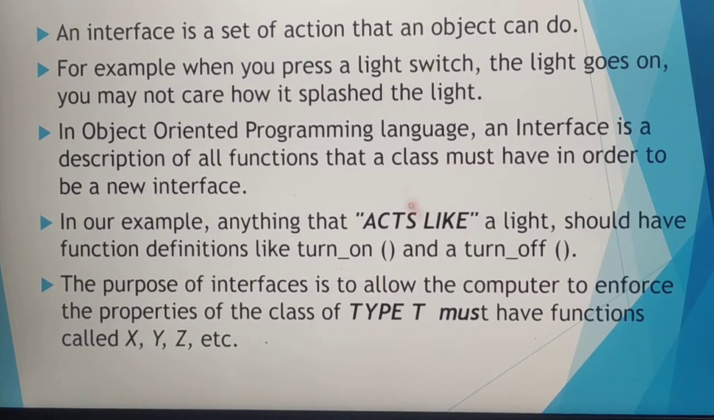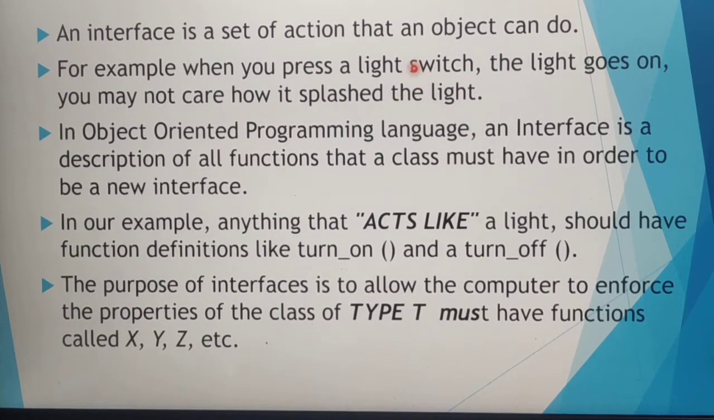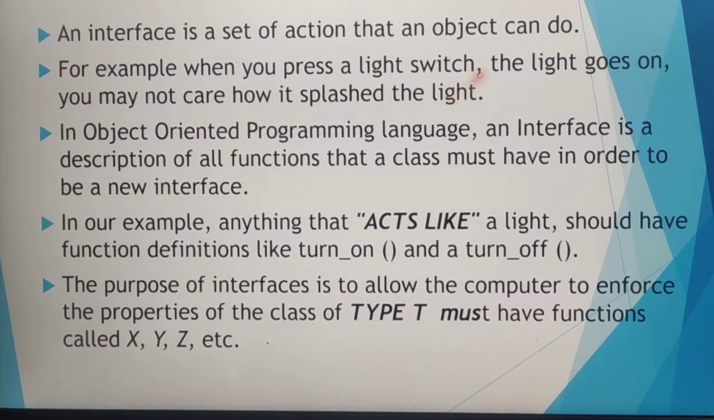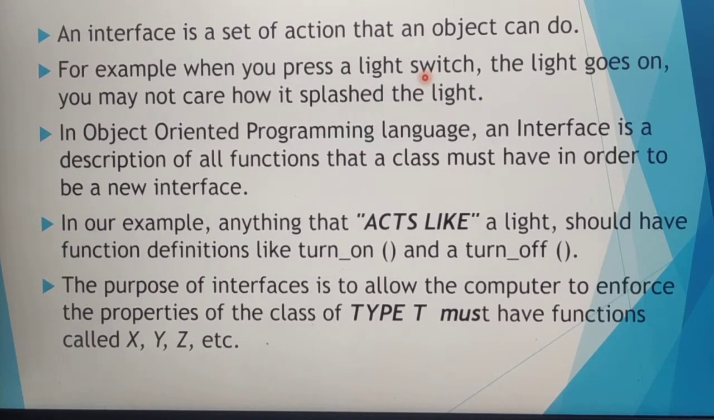Given a simple example, if we want light, simply we have to switch on the light. Here we can use the switch as an interface. So when you switch on the light, we get light. When you press a light switch, the light goes on. You may not care how it produces the light. Here we are using the switch as an intermediator between the person and the light.